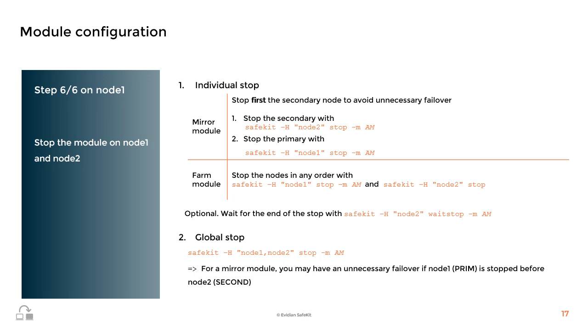Option 2 is a global stop where you can stop the module on both nodes simultaneously. Use the safekit stop command. The option -H node 1 node 2 specifies that the command should be run on both Node 1 and Node 2, as defined in the cluster.xml file. With a global stop and for a mirror module, you may have an unnecessary failover if Node 1 in the prim state is stopped before Node 2 in the second state.